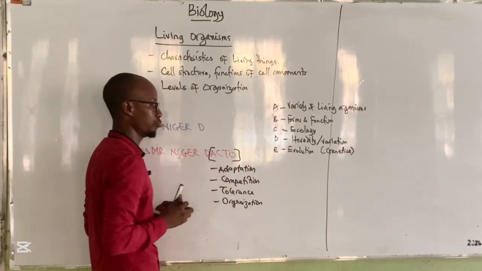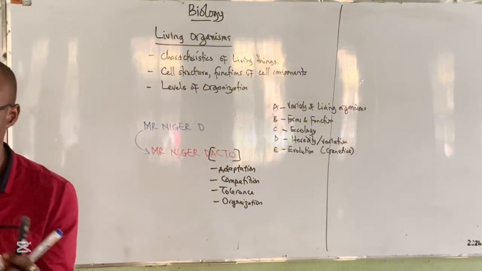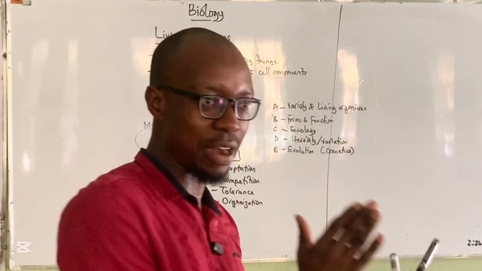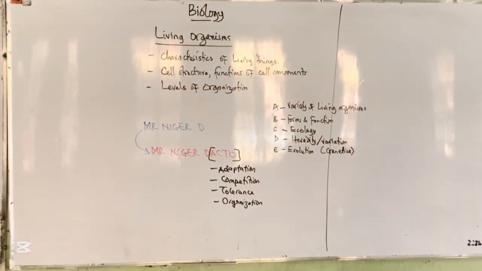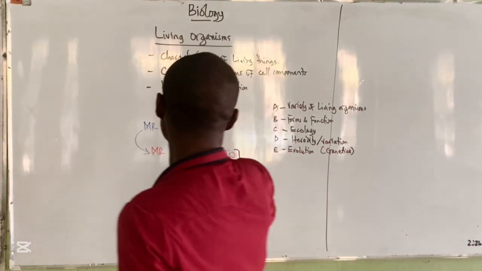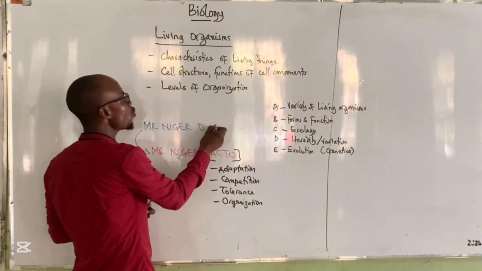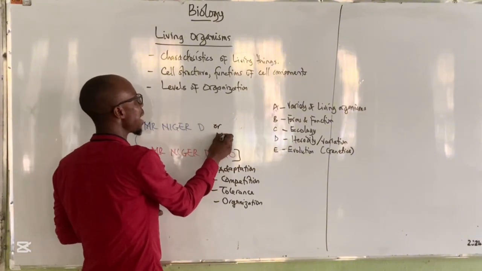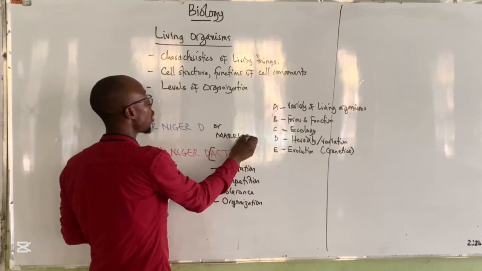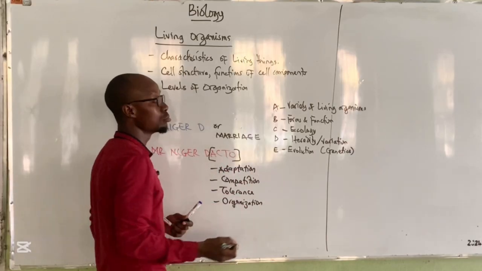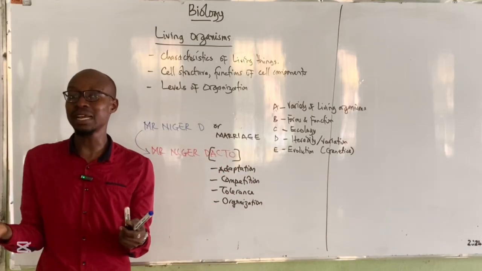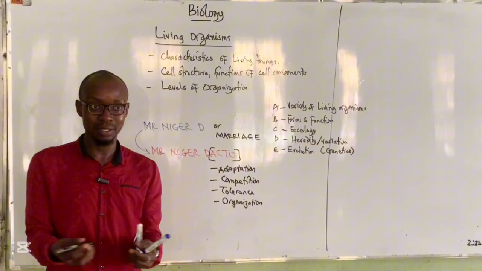Organization. Can you see there's a slight difference now between ordinary level and advanced level biology? Those that formulated Mr. Niger D said, aside Mr. Niger D, another one you can use is marriage. So you can also use marriage to depict the characteristic features of living things.